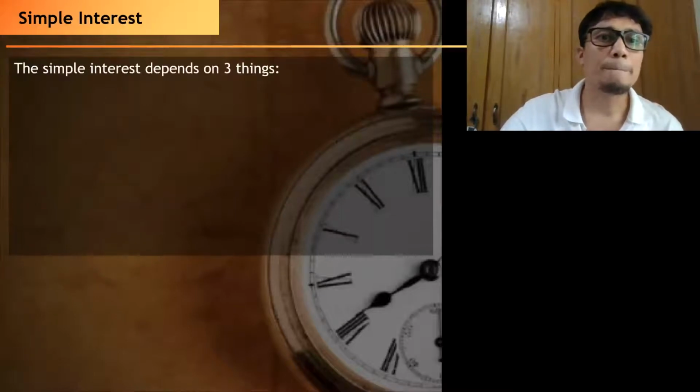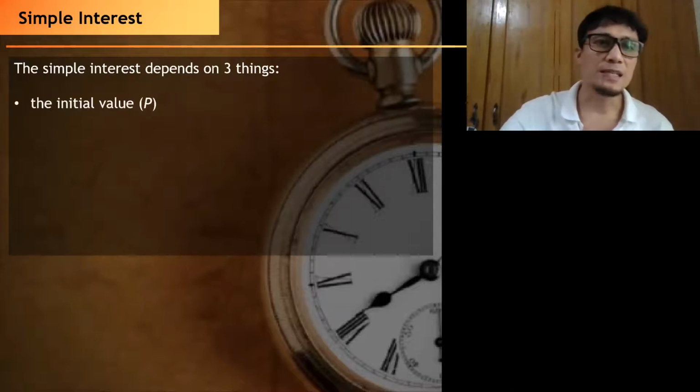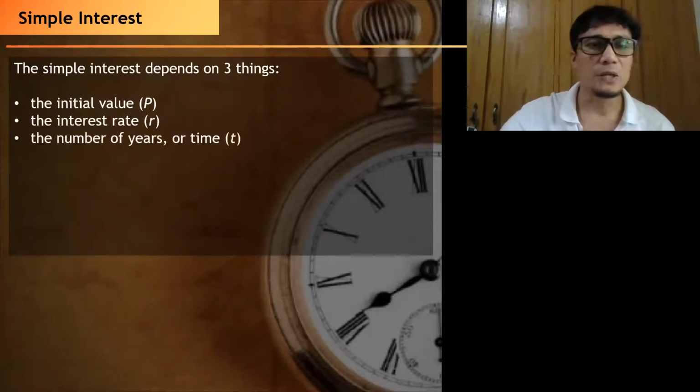In simple interest, we consider only three things here. No, the simple interest is dependent on three things. The first one is the initial value, which we will denote in this discussion by P, or that's actually called the principal amount or principal value. The second one is the interest rate, or R. And the third one is the number of years or the time, which we denote by T.